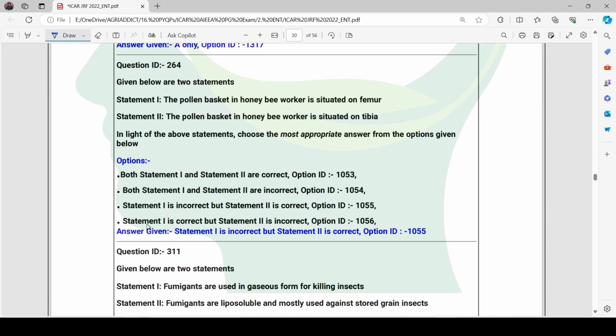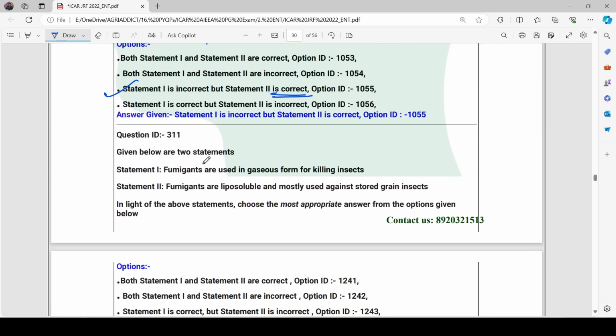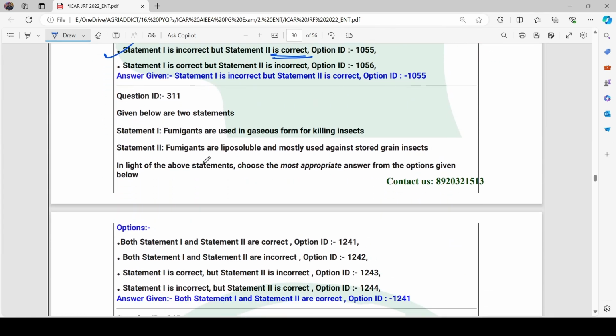So statement 1 is, the pollen basket in honeybee worker is situated on the femur. Then statement 2 is, the pollen basket in honeybee is situated on the tibia. Yes, it is situated on the tibia, not the femur. So statement 1 is incorrect and statement 2 is correct, that is the right answer. Very basic question. Just go through the apiculture chapter. There you will get this type of question.